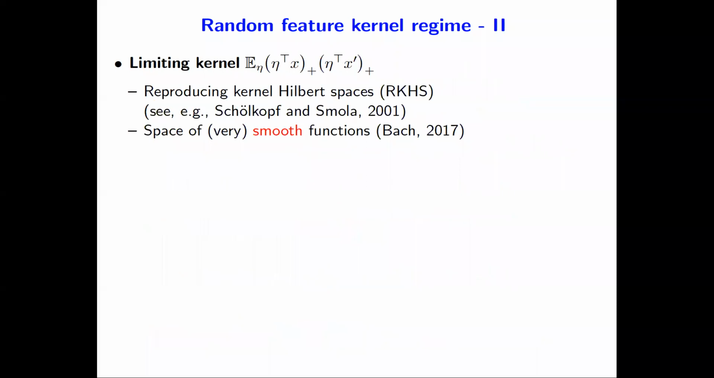And as with all kernels, this leads to some reproducing kernel Hilbert space. If you want to know more, there's a nice book by Schölkopf and Smola. Long story short, whenever you have some RKHS, the functions you're allowed to explore are very smooth functions. If you are in d dimensions, they need to have d over 2 derivatives at least. So those are very smooth functions, and you cannot expect something with lots of non-smoothness.